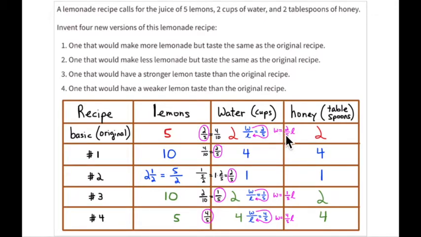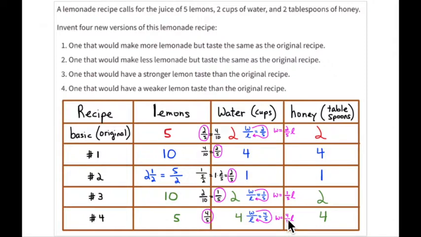This is the basic recipe. This one says you're going to use 2/5 the number of lemons for the amount of water. So I have 5 lemons. I'm going to use 2/5 of 5, or 2 cups of water. And this last one has the weakest lemon flavor. So this is 4/5. So I'm going to use 4/5 the number of lemons for the amount of water.